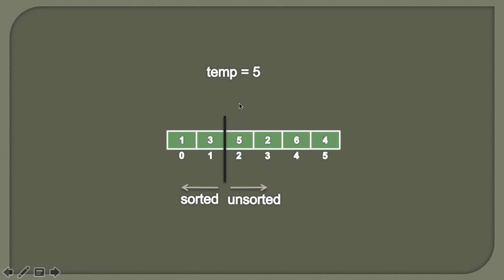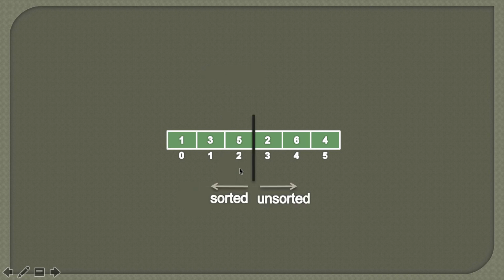So after placing 5 at index 2, now our sorted array has 3 elements, 1, 3, 5, and from the unsorted array we simply pick the first element, which is 2. We store this 2 into a temporary variable and we create an empty space here. Now what we do is we compare 2 with 5. So 2 is less than 5. So we know that 2 must be lying somewhere before 5.